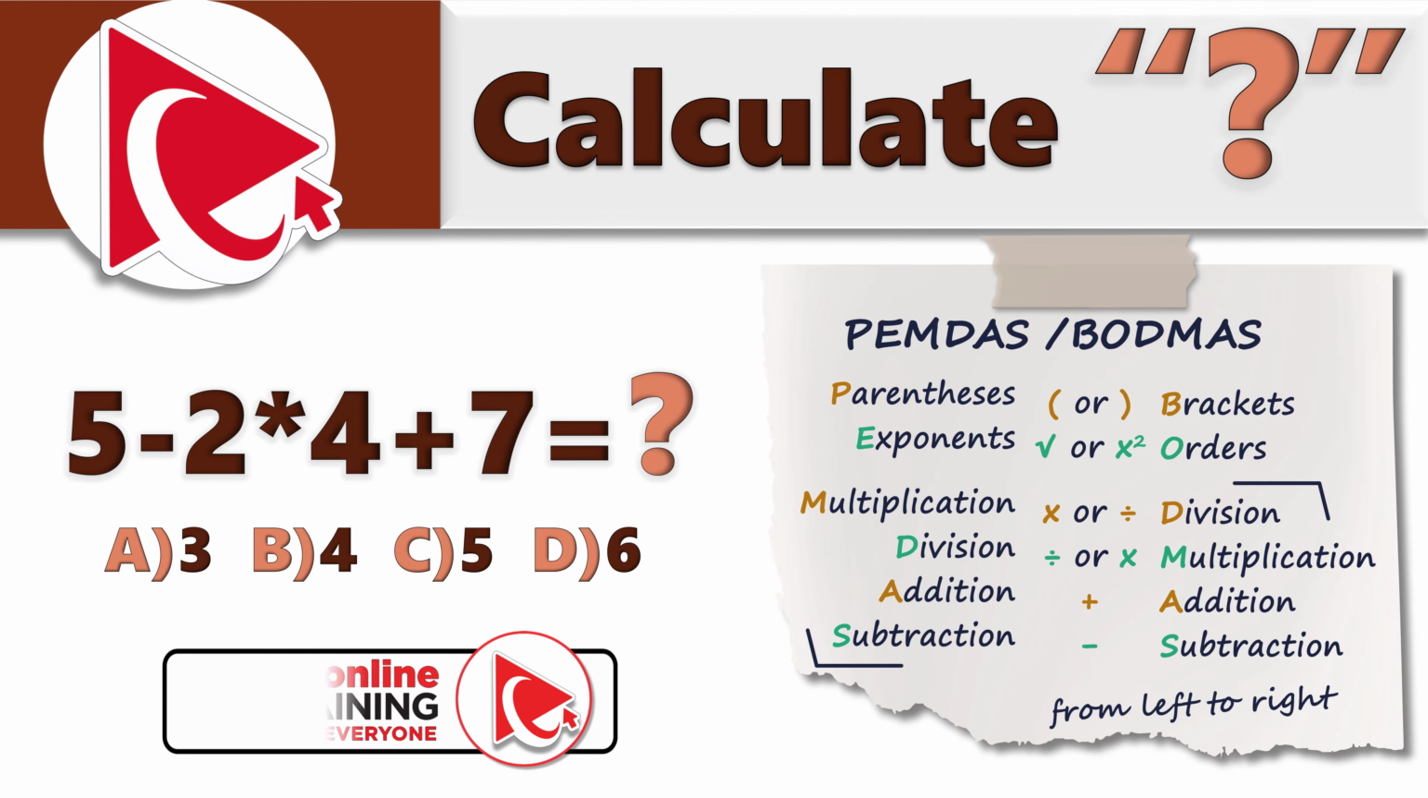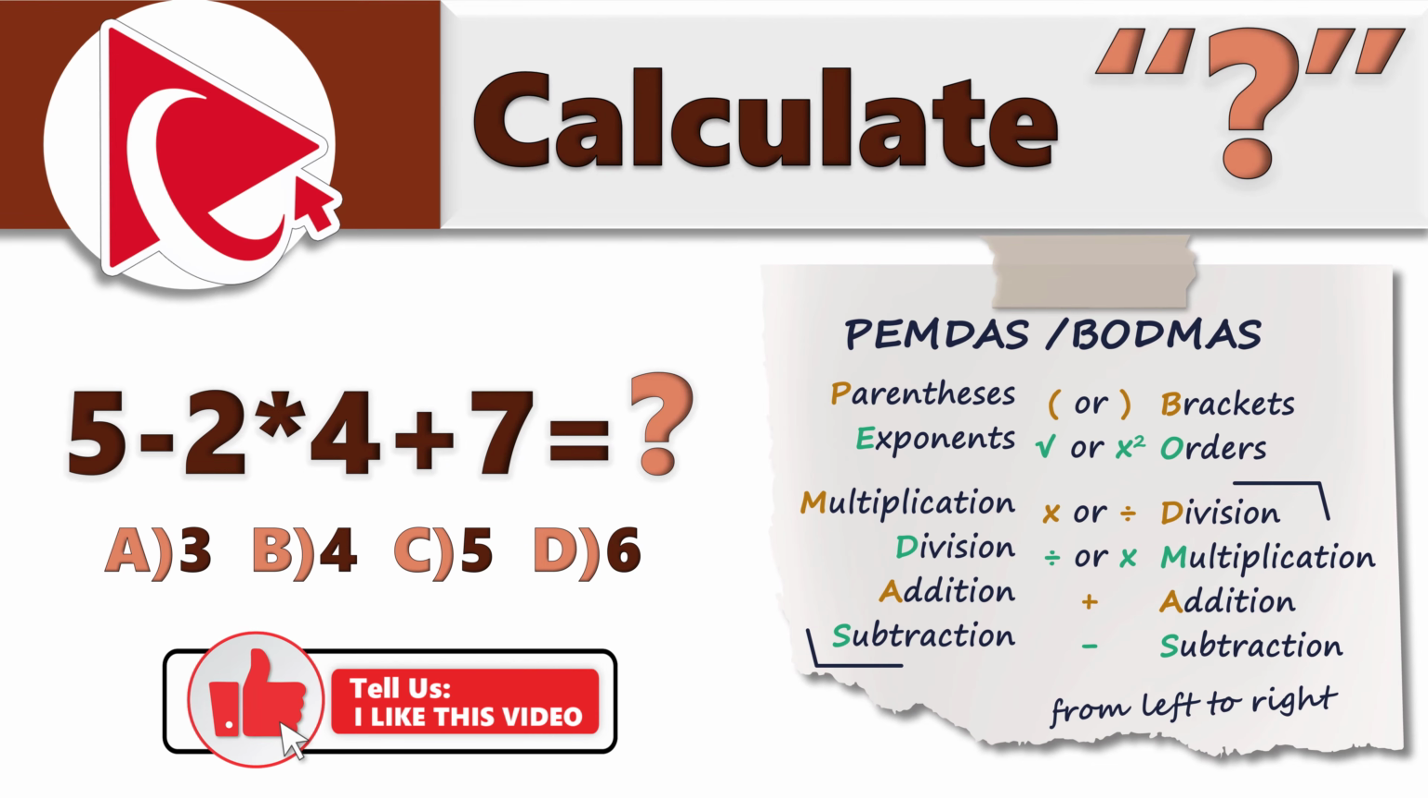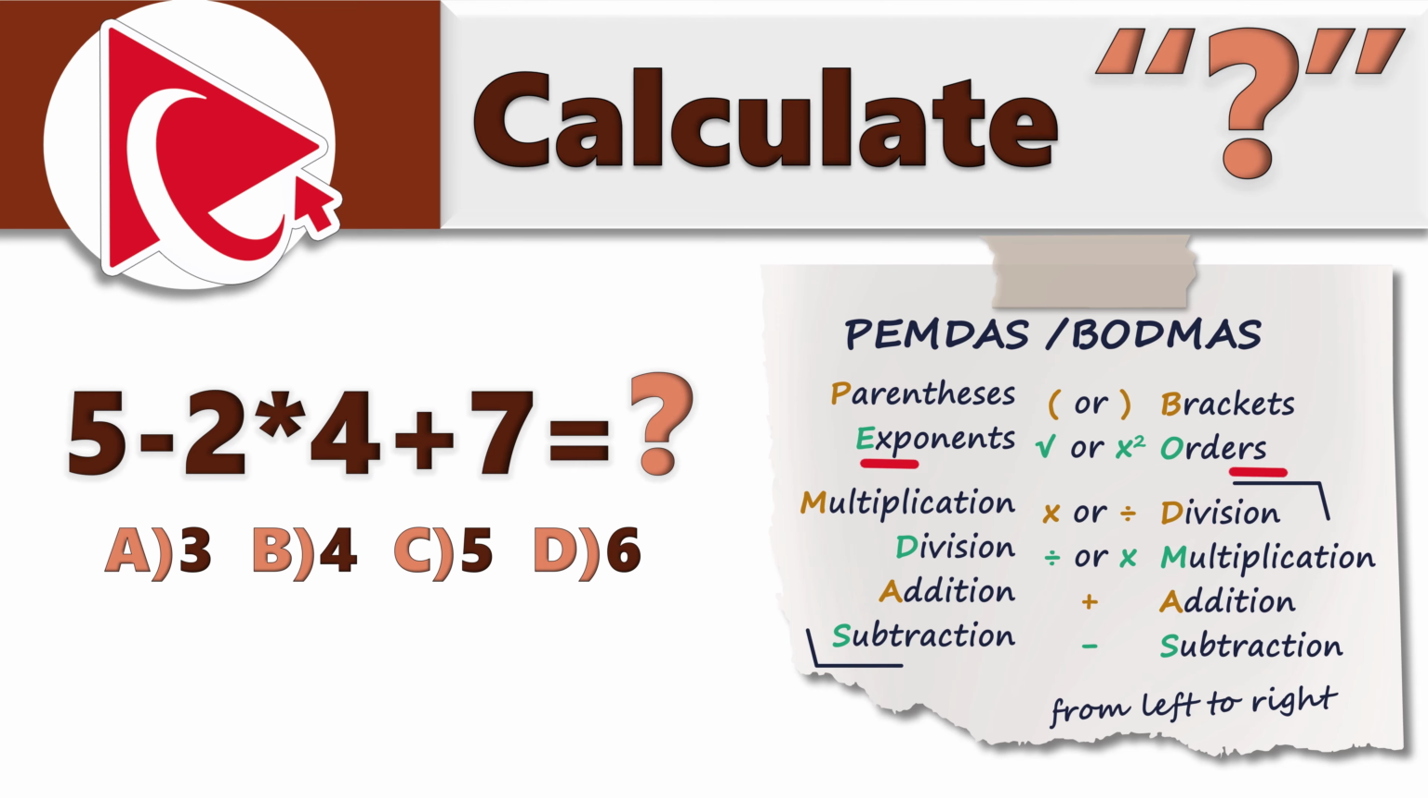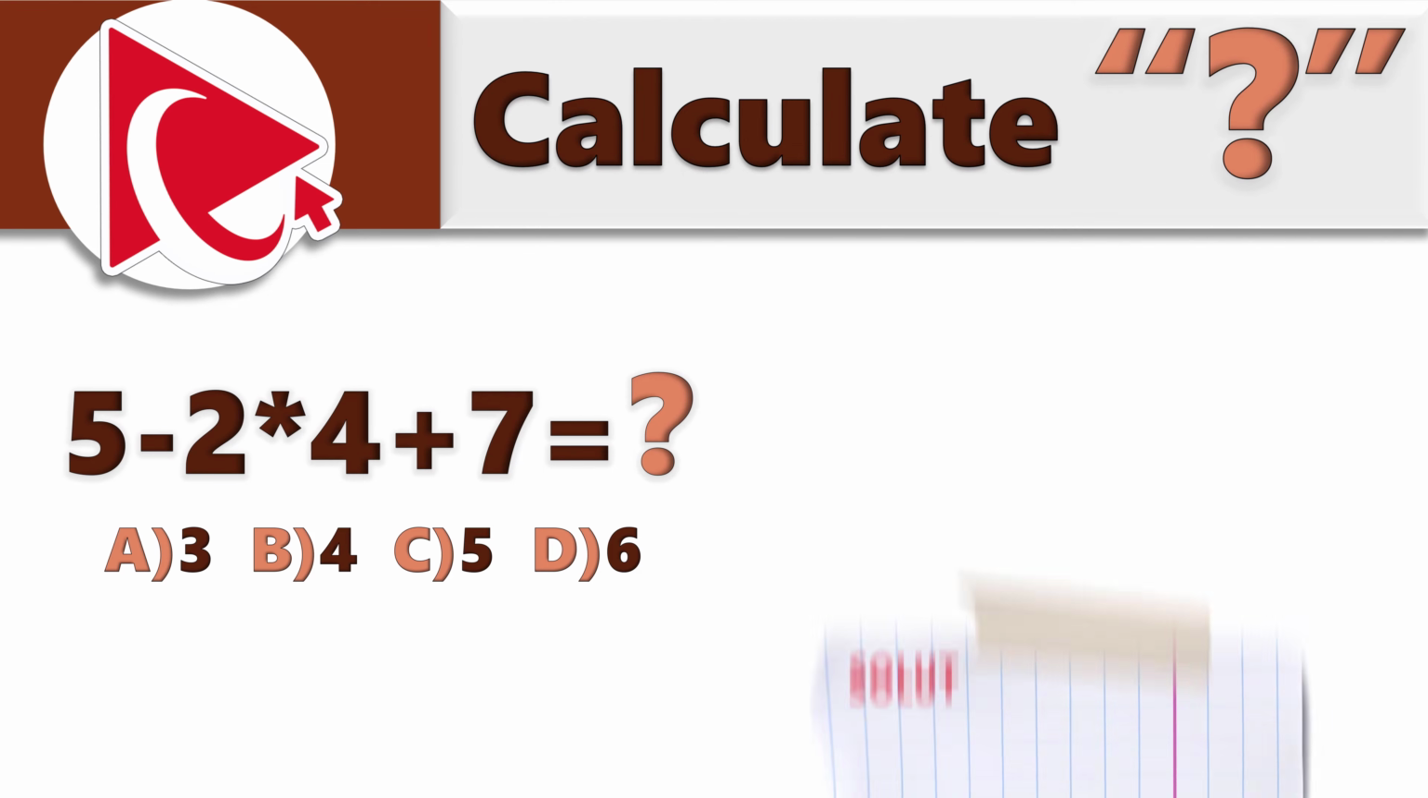The key to solve this challenge is to determine the order of operations. You might have heard the term PEMDAS, which stands for parentheses, brackets, exponents, orders, multiplications, divisions, addition and subtraction, which is also known as BOMDAS, and represents the correct way to perform calculations. Let's apply this order to this expression.